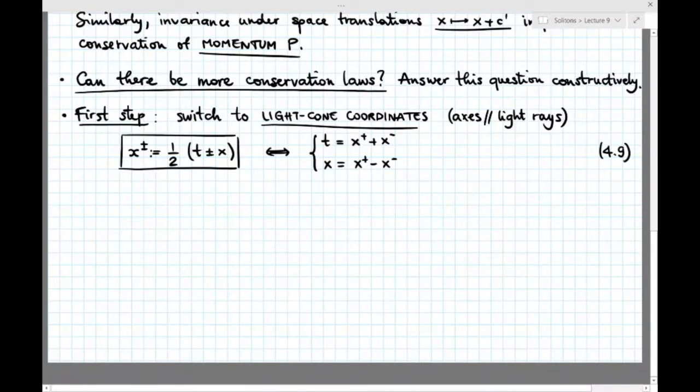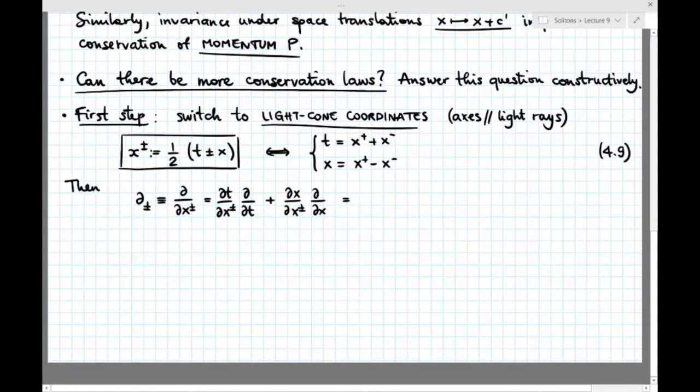So then let's calculate the partial derivative with respect to the light cone coordinates, x plus and x minus. I will denote this as partial with the subscript plus minus. And we can compute those partial derivatives by using the chain rule. So these are given by partial derivative with respect to t times partial of t with respect to x plus minus, plus partial derivative with respect to x times partial derivative of x with respect to x plus minus. Again, this is just the chain rule.